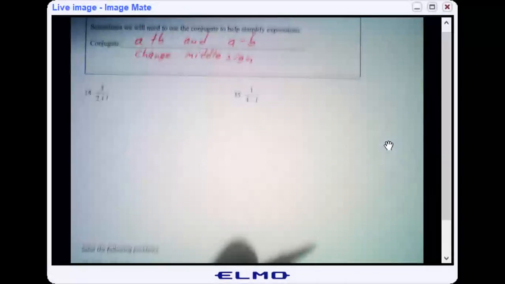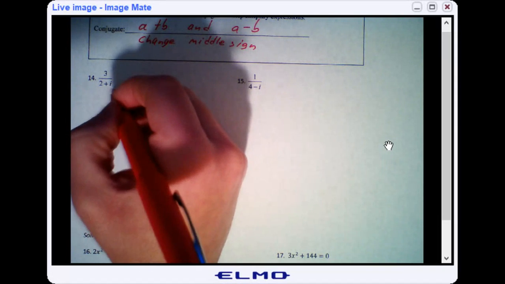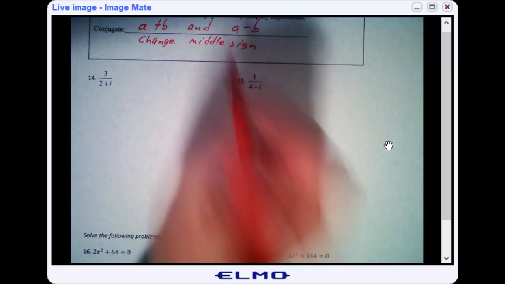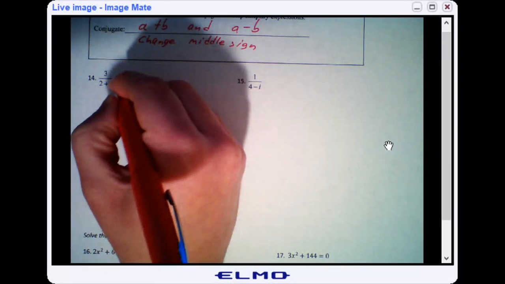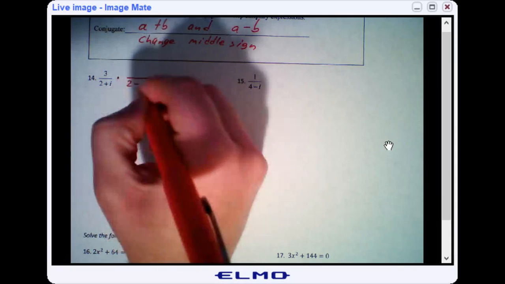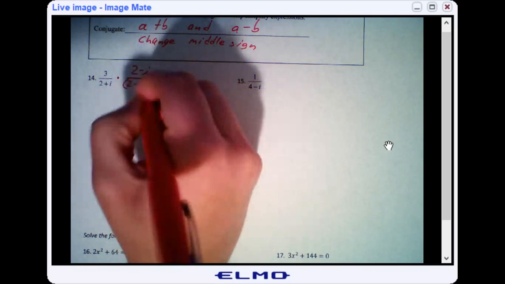The reason that we do that is because if I have 2 plus i, if I just multiply top and bottom by i, I'm still going to have an i in the denominator. So I'm going to use my conjugate. I'm going to do 2 minus i. And if I do it to the bottom, I also have to do it to the top. And it's going to be something really cool.